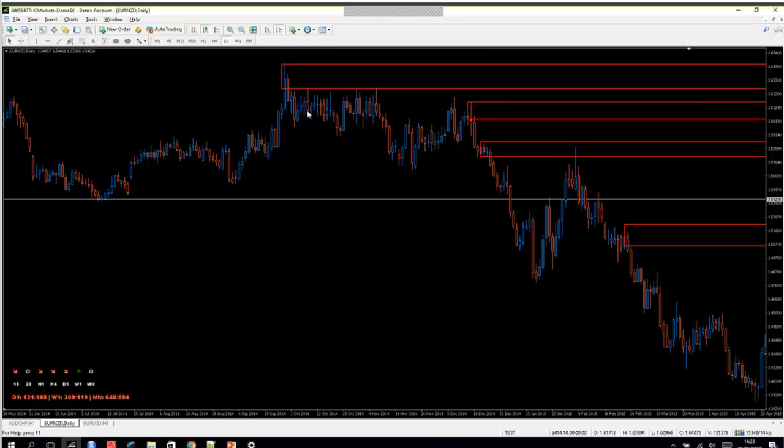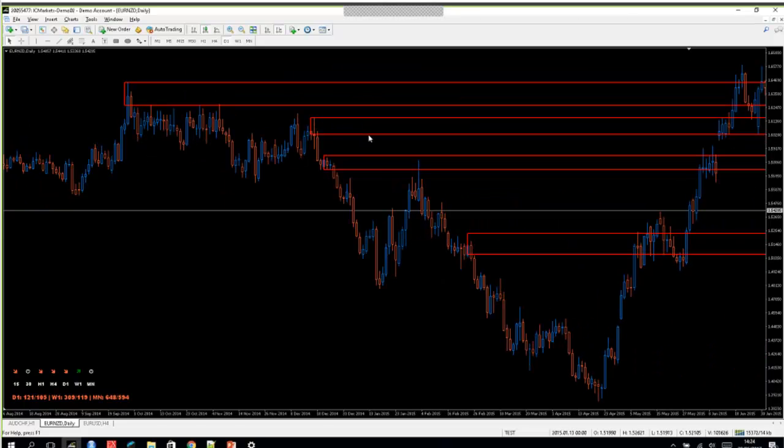Keep in mind that it's already been tested once, twice, three times, which means it's weaker. So it's getting weaker on each following test of a given area. So it poked into that area, and then price managed to break down, and below this area of supply, we managed to form these small areas of supply that were being respected. So this is just telling us that we have a nice respect for supply down here.